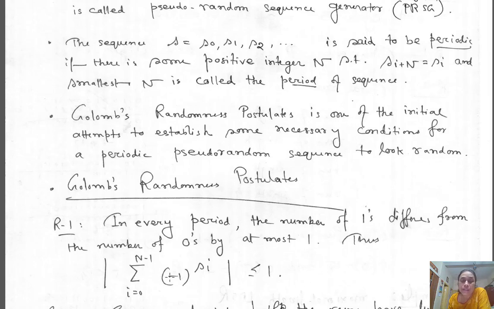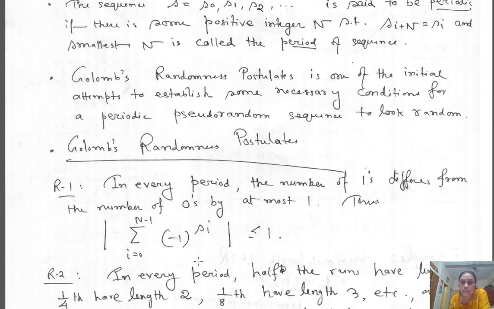It actually calculates the difference between the number of zeros and the number of ones. The absolute value is taken. So this being less than or equal to 1 means the number of zeros and the number of ones differ by at most 1. You get my point?